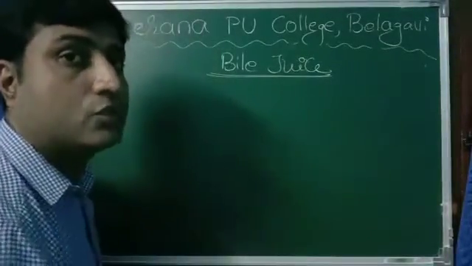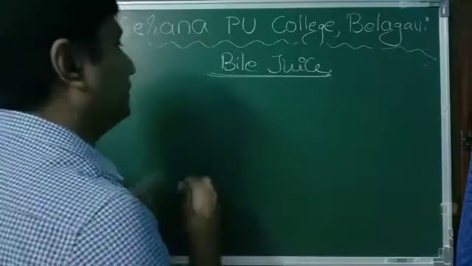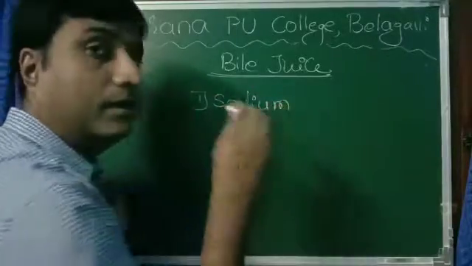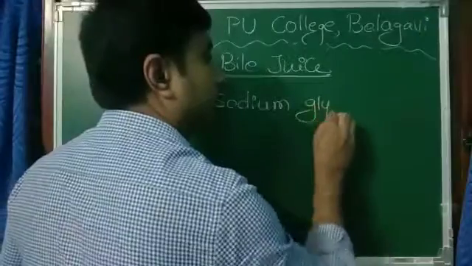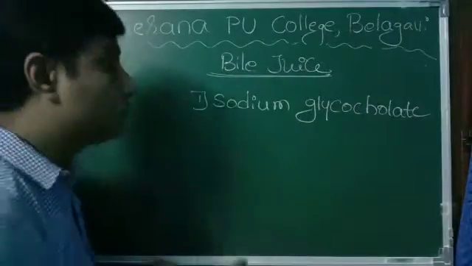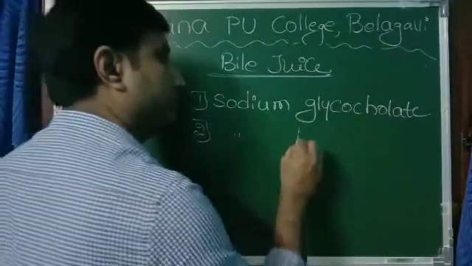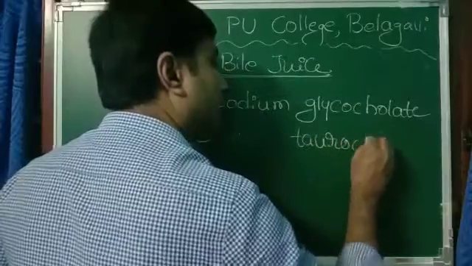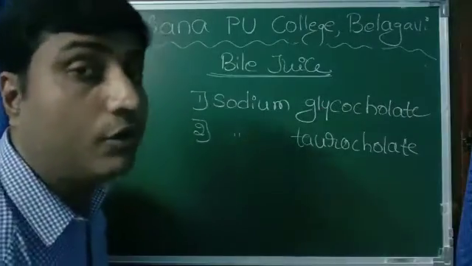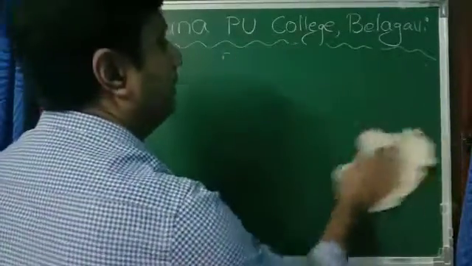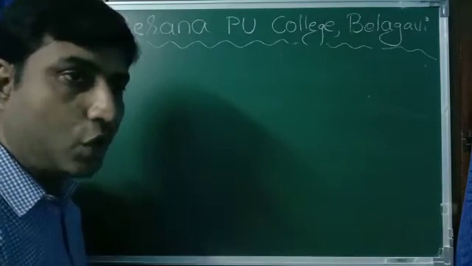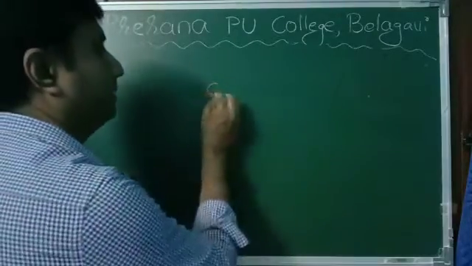Now, the salt present in the bile juice is sodium salt. One is sodium glycocholate, and another is sodium taurocholate. What is the function of this salt, or what is the function of bile juice? Very, very important. Bile juice does not contain any enzyme. This bile juice, with the help of salt, brings about emulsification of fat.